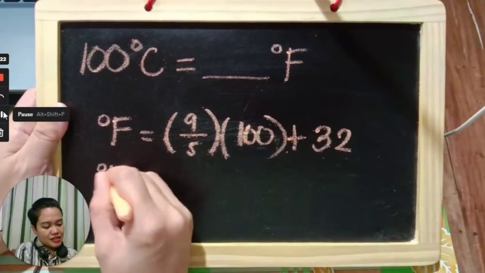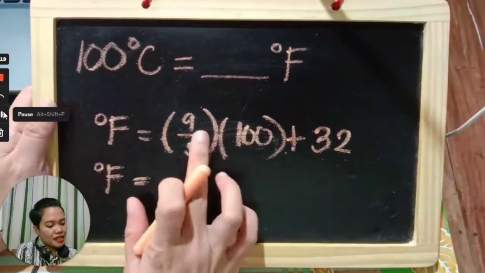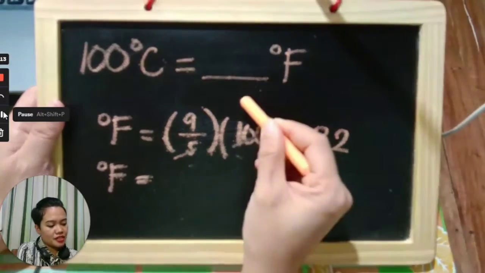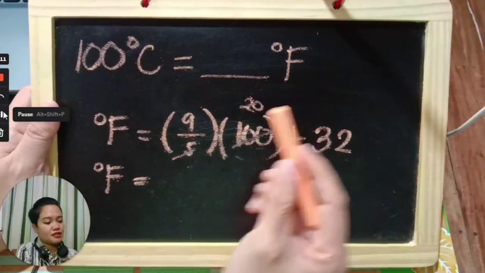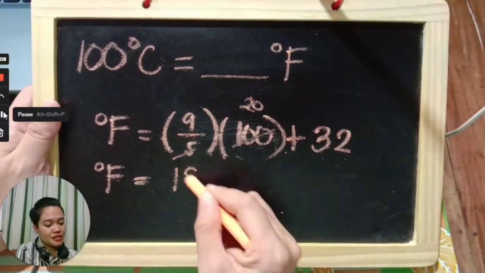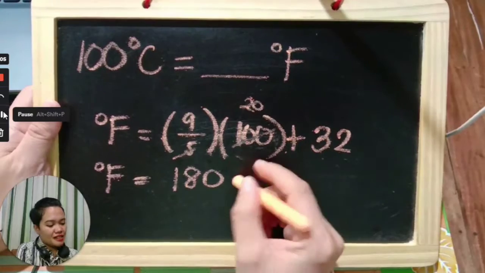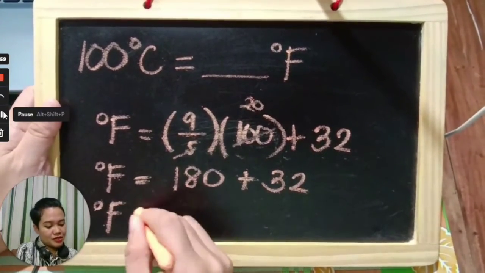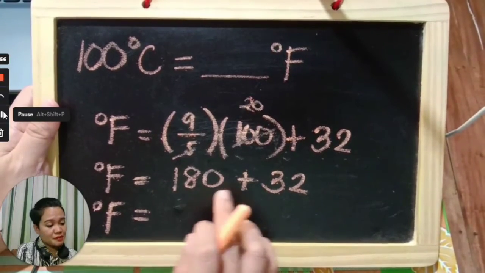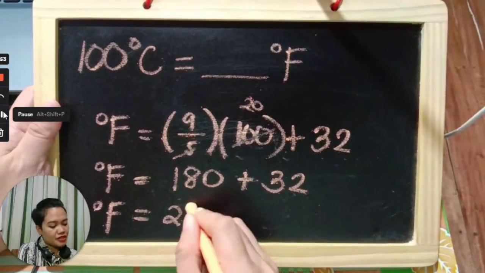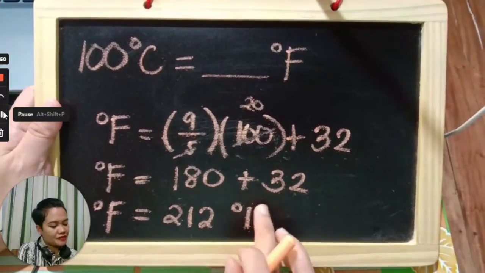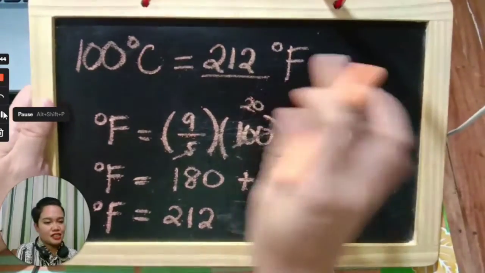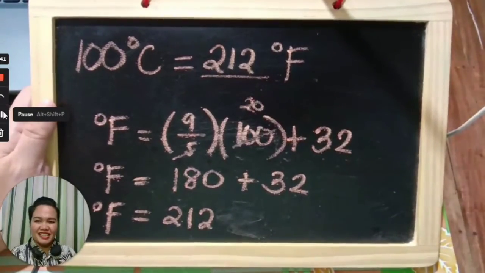So your temperature in degrees Fahrenheit is 9/5 times 100. We can actually cancel 5 and 100, giving you 20. And 20 times 9 is 180. Then we copy plus 32. And to complete your temperature in degrees Fahrenheit, 180 plus 32 will give you 212 as your final answer. So, your 100 degrees Celsius is 212 degrees Fahrenheit.